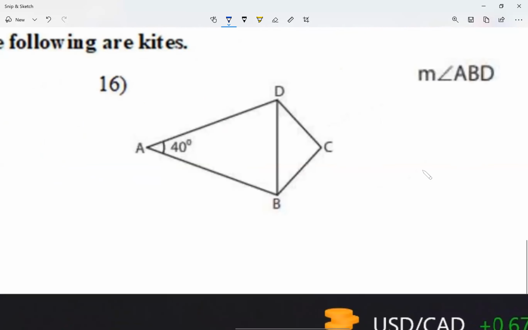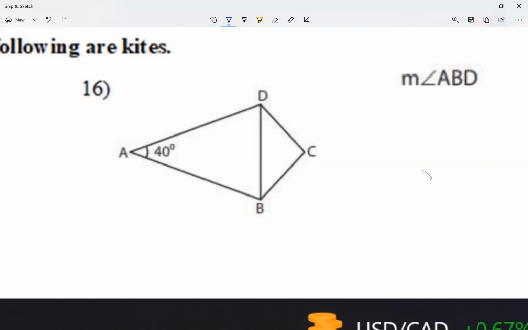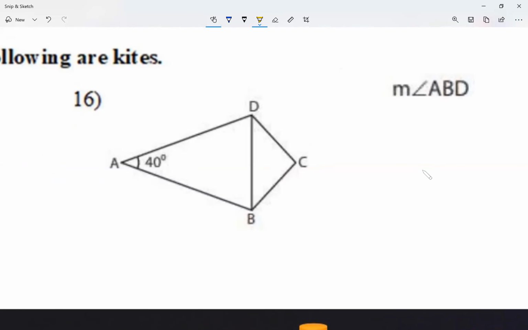Looking at question number 16. Interesting here. I only know one angle, and I'm looking at a triangle here. Still looking at a triangle here. I have been asked for the measurement of angle ABD. So that's this angle. Interesting part on this kite is that the side AD and the side AB are equal, right? Because it is a kite. Now that triangle looks like an isosceles triangle. Remember, isosceles triangle, two sides are equal, two angles are equal.